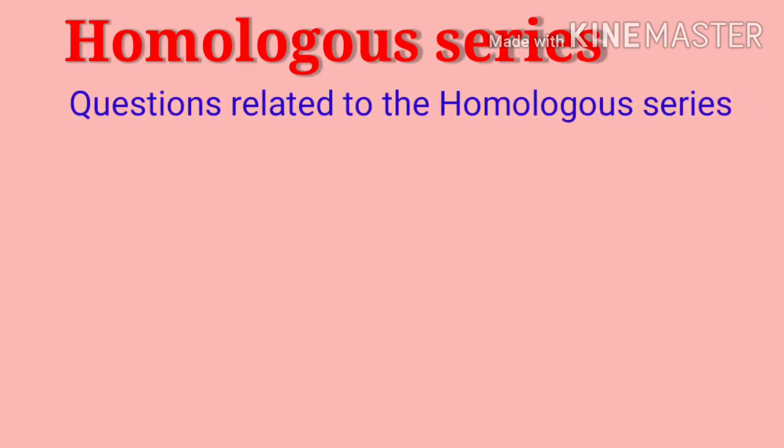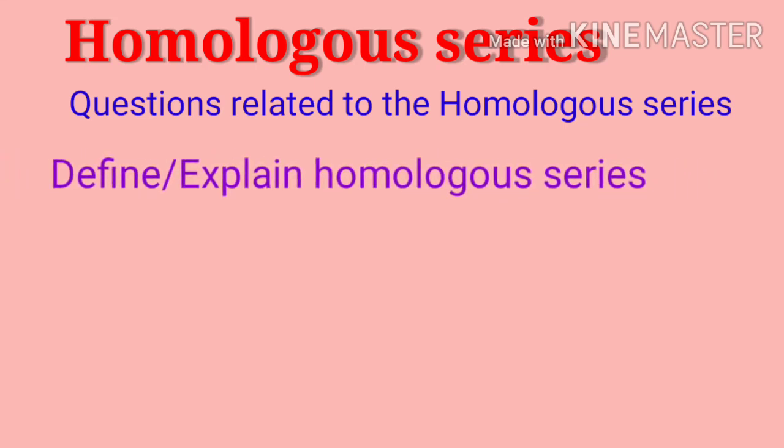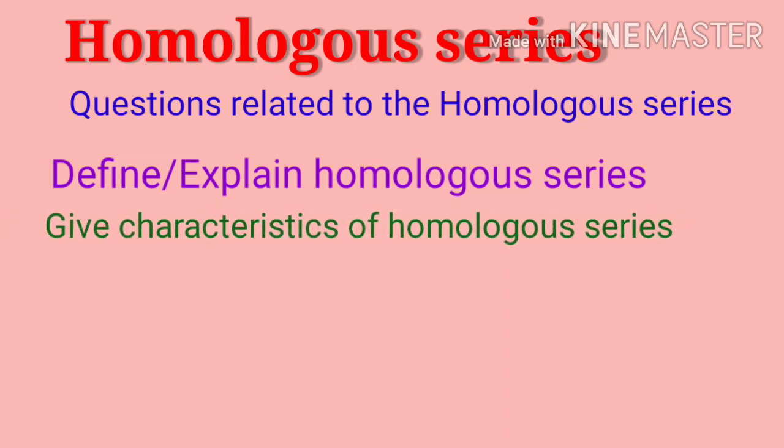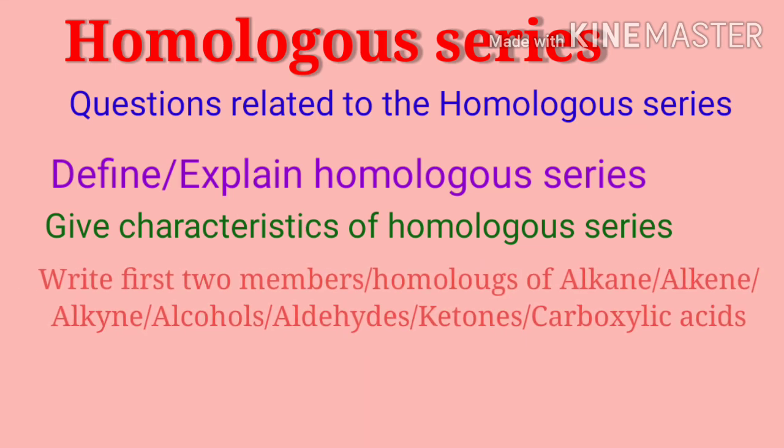Now we will have a look at questions related to homologous series which generally come in the exams. It can come as define or explain homologous series, or give characteristics of homologous series, or it can come as write two members of homologues of alkanes, alkenes, alkyne, alcohols, aldehydes, ketones or carboxylic acid.